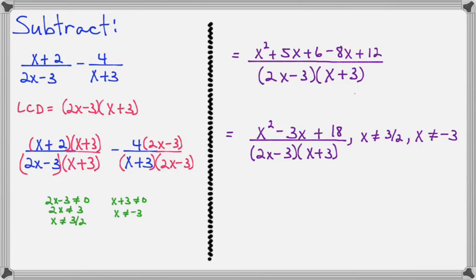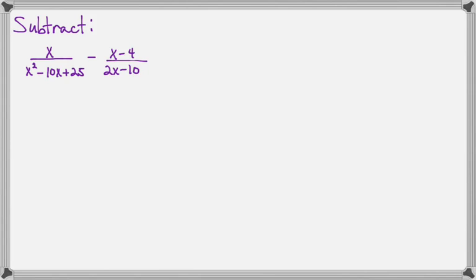Now let's get one more together. Okay, we're going to be subtracting x/(x² - 10x + 25) minus (x - 4)/(2x - 10). So remember, if we have to have common denominators, then we need to look at the factors of these denominators before we do anything else. If I factor the first denominator, I get (x - 5)(x - 5). And if I factor the second denominator, I get 2(x - 5).